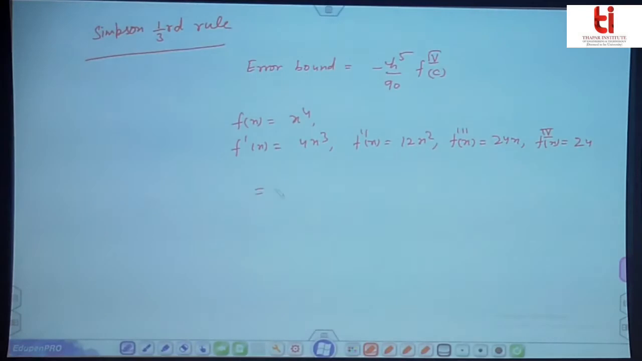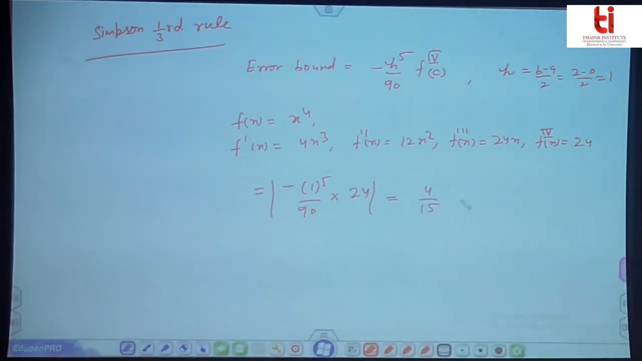So the error bound is minus h⁵ upon 90 into 24. h is (b minus a) upon 2, that is (2 minus 0) upon 2, that is 1. So minus 1⁵ upon 90 into 24. The value is coming out to be 4 upon 15.